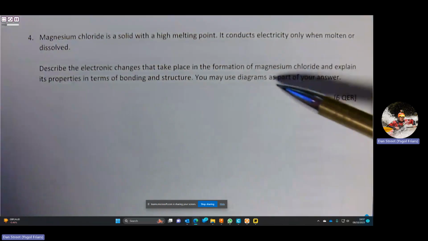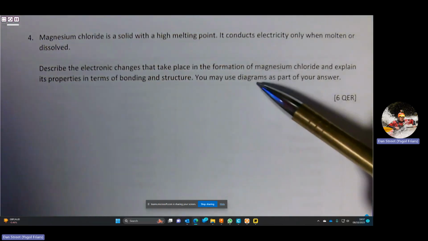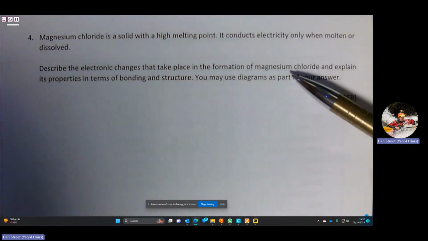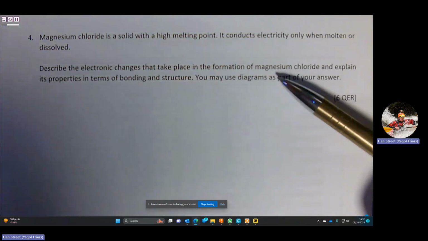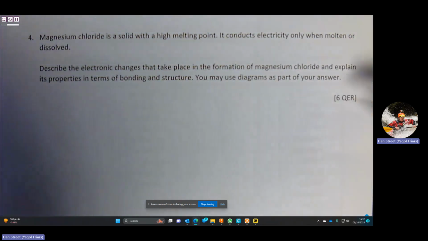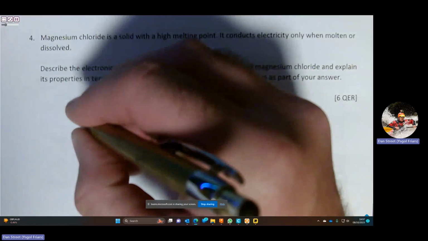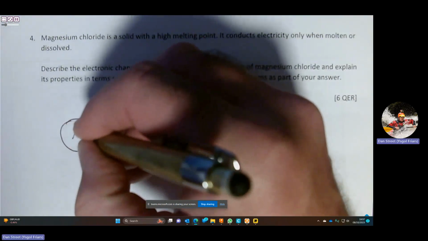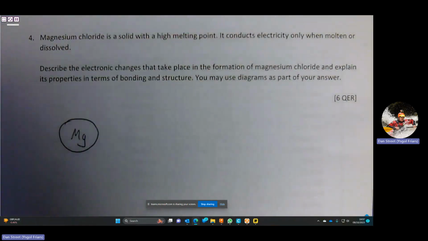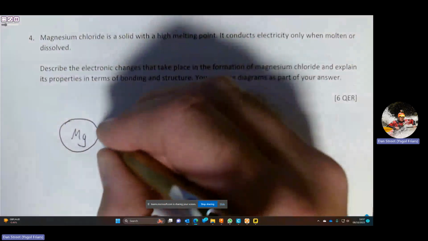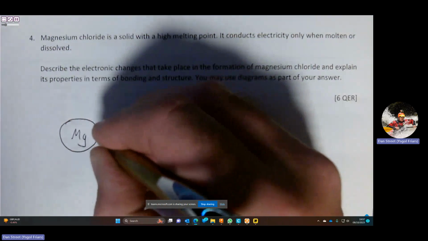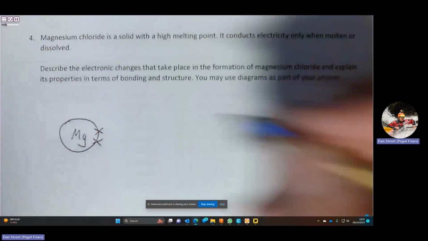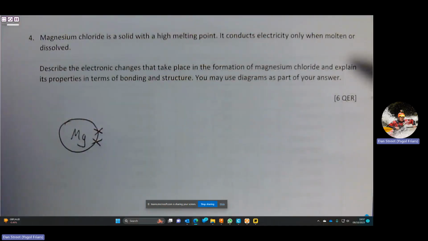So as far as the diagram is concerned, this once again is an ionic compound. So we need to draw an ionic dot and cross diagram. If we take magnesium, magnesium is in group 2. Its configuration is 2,8,2. But for this type of diagram, we only need to draw the outer shell electrons. So we'll draw them on the left-hand side.